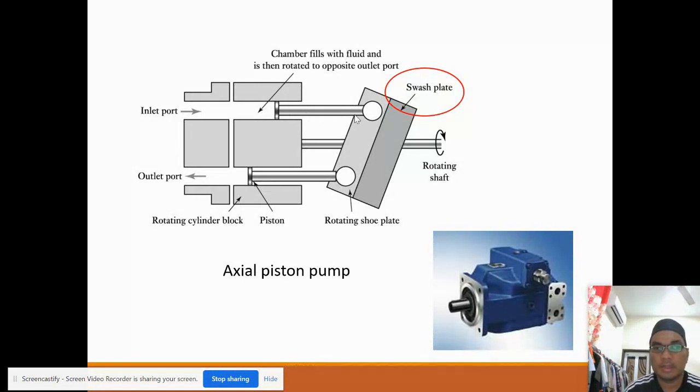this swash plate axially, at an angle. But still, this moves axially, meaning that the piston moves axially and the output also moves axially.